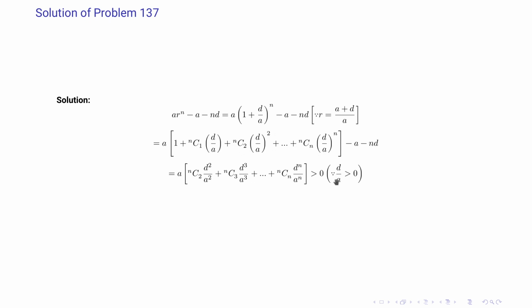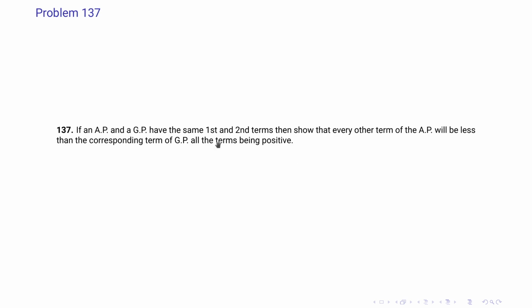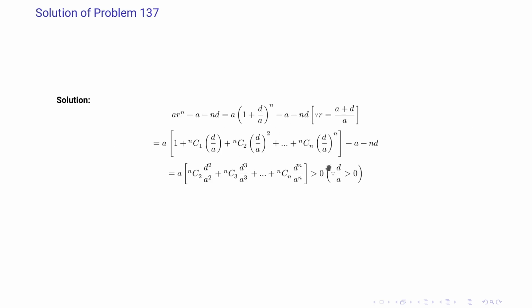Now since D by A is greater than 0, the entire sum would be greater than 0. This proves that the nth term of the GP would be greater than the nth term of the AP. So all the corresponding terms of the GP would be greater than the corresponding terms of the AP. Now the important thing to note here is that all terms are positive. So because all terms are positive, D by A has to be positive. Otherwise all terms won't be positive.